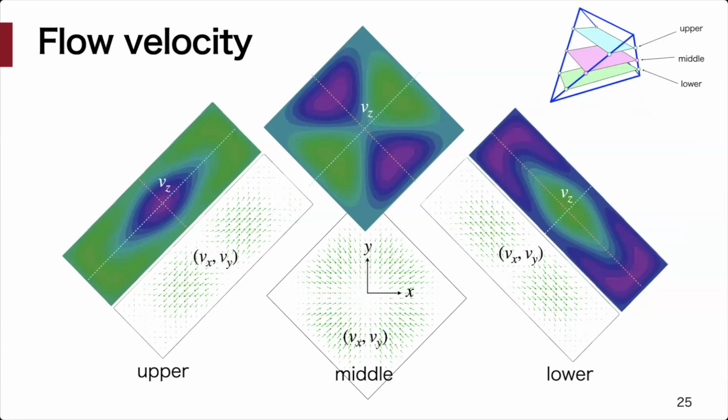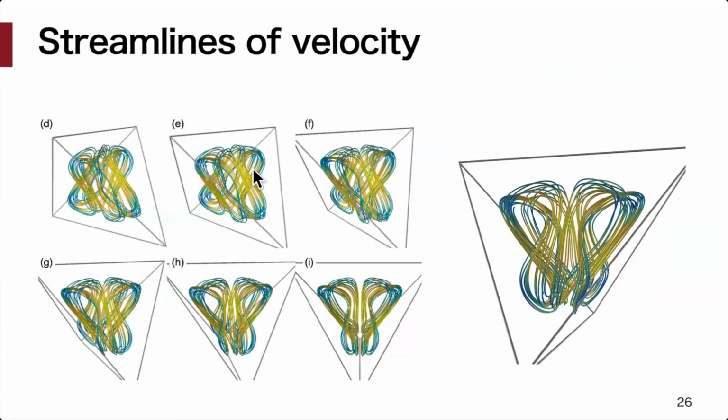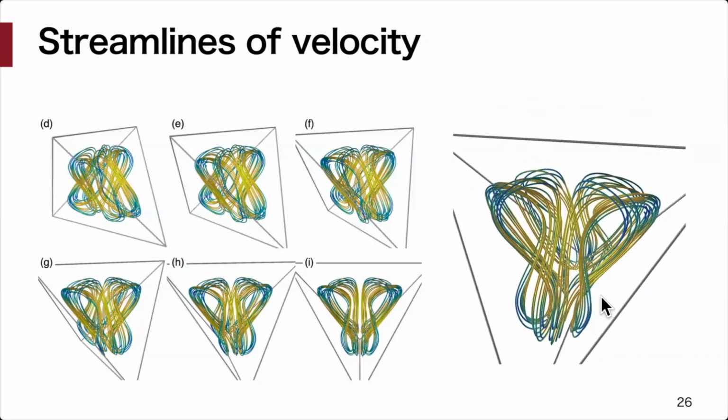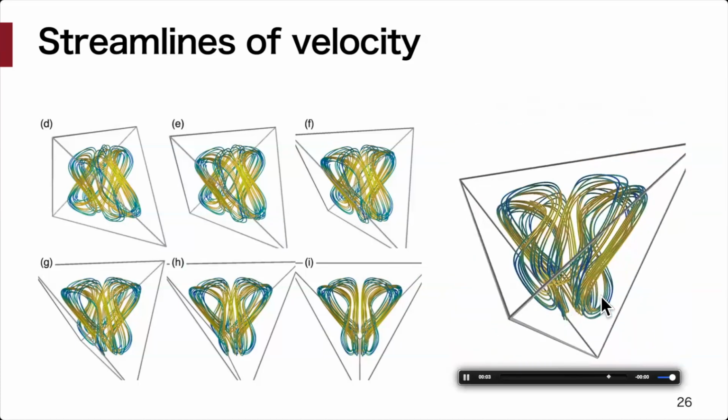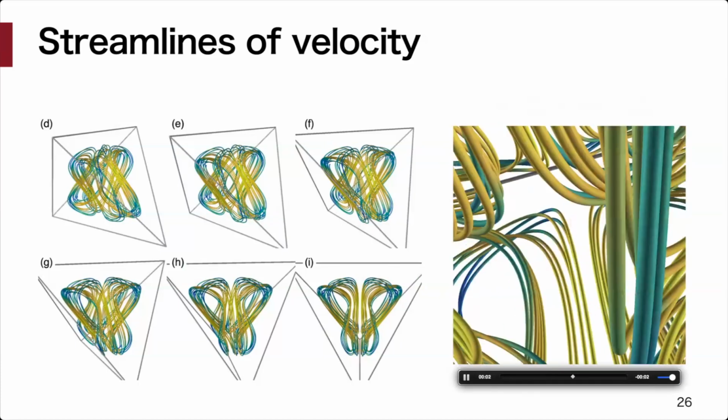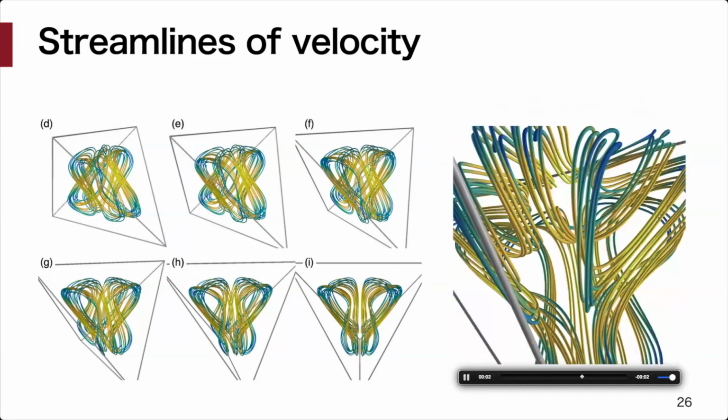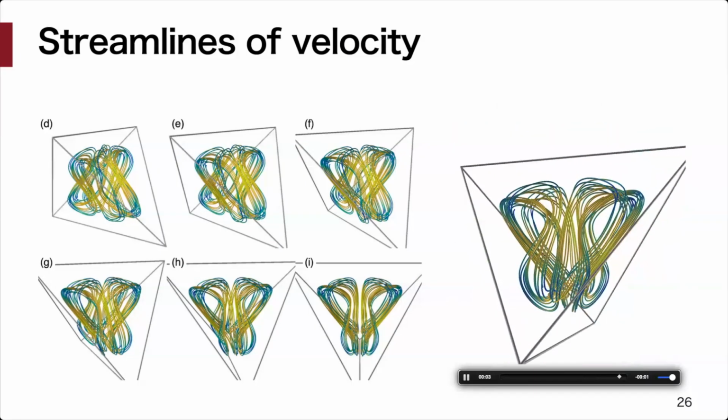And these are the streamlines of the velocity field. Actually, I have drawn many streamlines to understand the three-dimensional structure of this velocity field. And this is one of the symmetric configurations of the streamlines. And let me show the three-dimensional view of the structure of these streamlines. I will briefly explain how we get this kind of visualization.